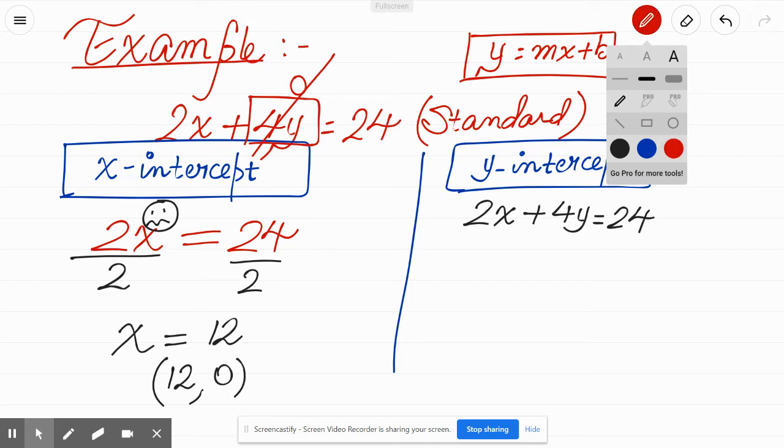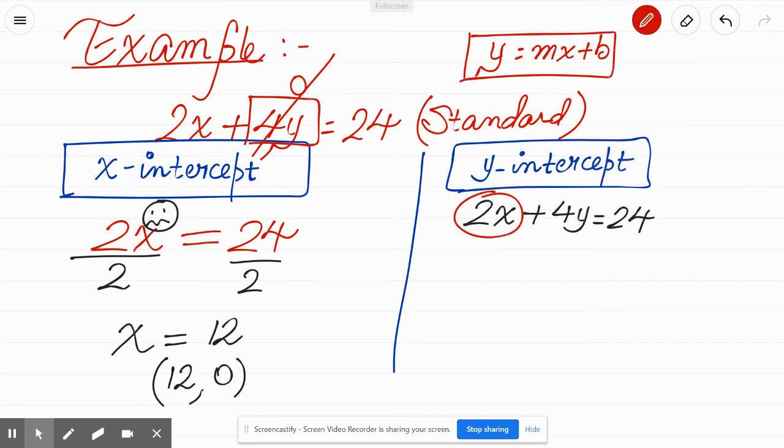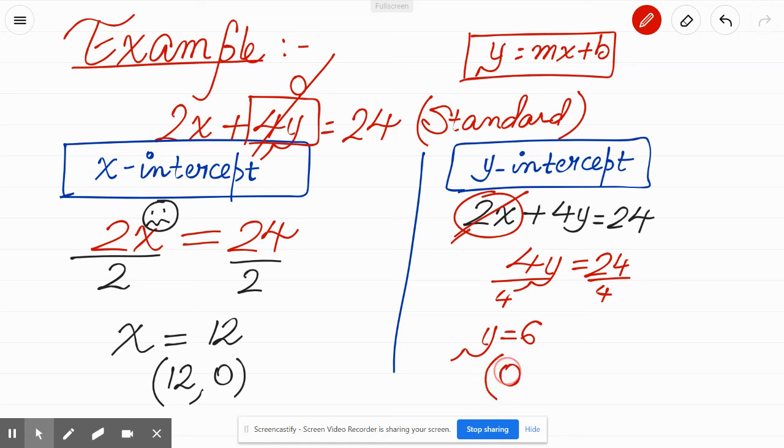The whole x term, I will put a 0. So it will be gone here. All right, so we will end up with 4y equals 24. You divide by 4 and y equals 6. What does it mean graphically or as an intercept answer? Your x is 0 this time and your y is 6.